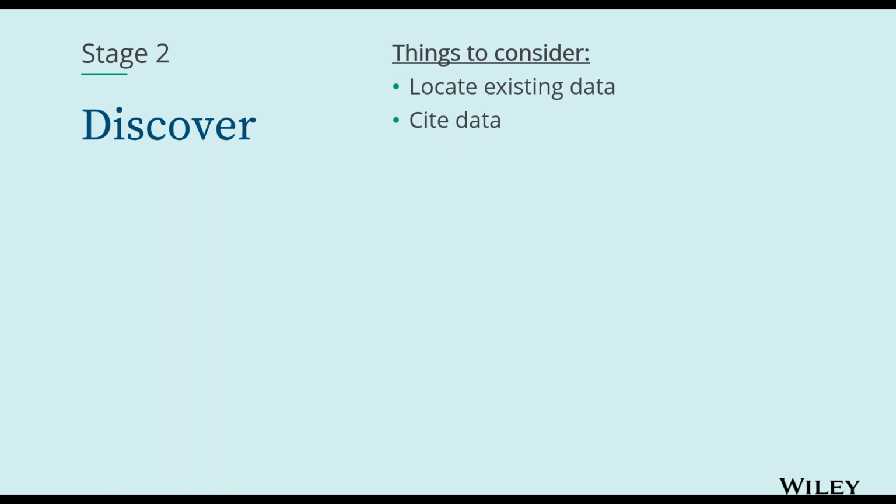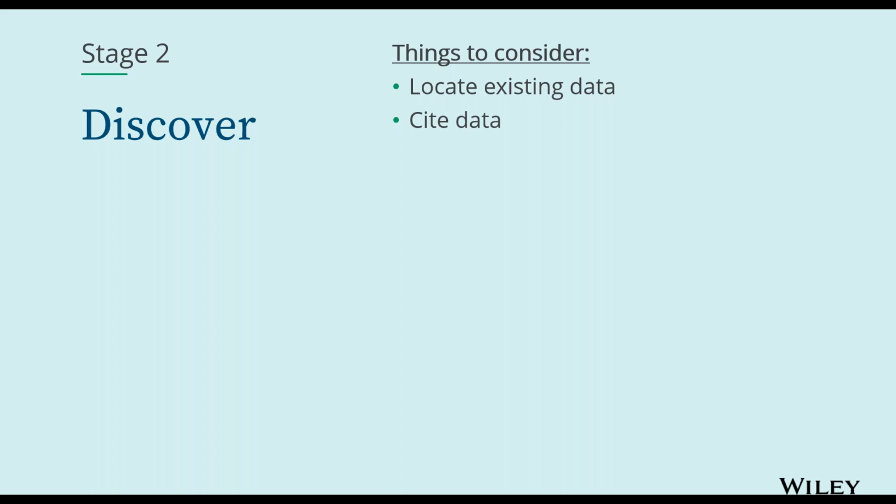So stage 2 is discover. And the things you want to consider here is locating existing data and how you cite that data. So when you think about discovery of data, it could be in the context of discovering new data via experimentation or finding data that already exists.